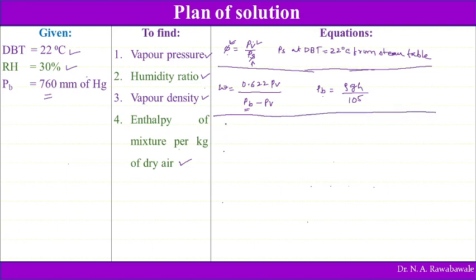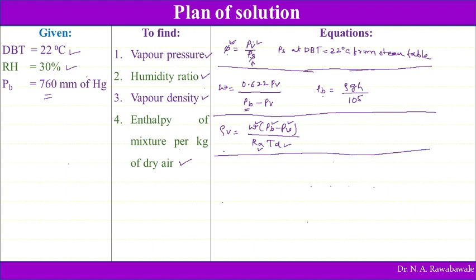Then third one is vapor density. So to know vapor density rho V, we must use this formula: omega times (PB minus PV) divided by RA into TD. So we can find out rho V. So we know omega, then PB is known, PV is known, RA is known, TD is known. So we can find out rho V, that is vapor density.